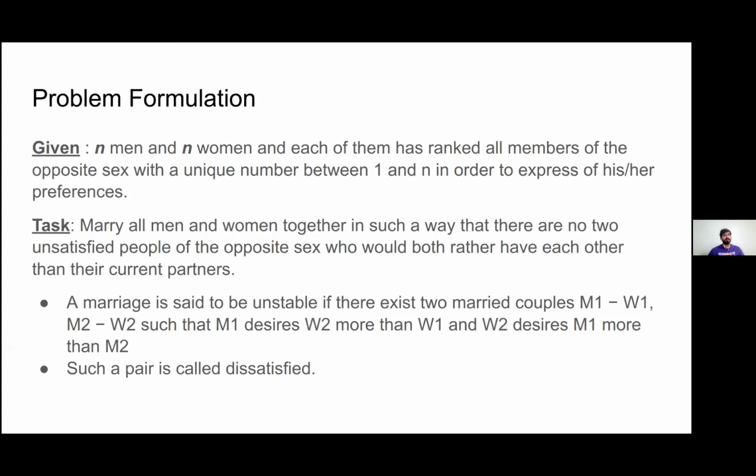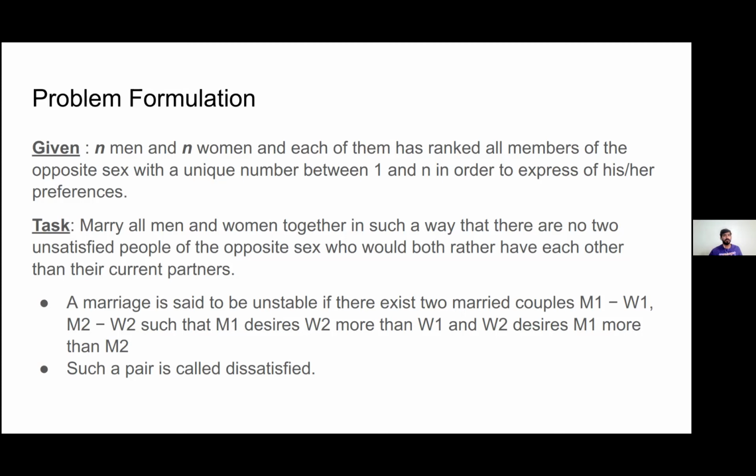So given that there are n men and n women, all of the men and women have ranked all the members of the other sex in an order between 1 to n to express their preference. So now that we have all the matching preferences between all the men and women, we now have the task of arranging a marriage between all the men and women together in such a way that there are no two unsatisfied people of the opposite sex who would both rather have each other than their current partner.